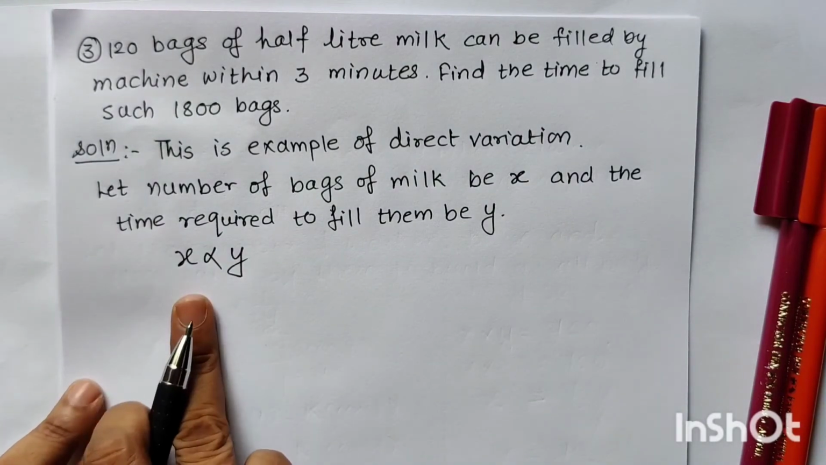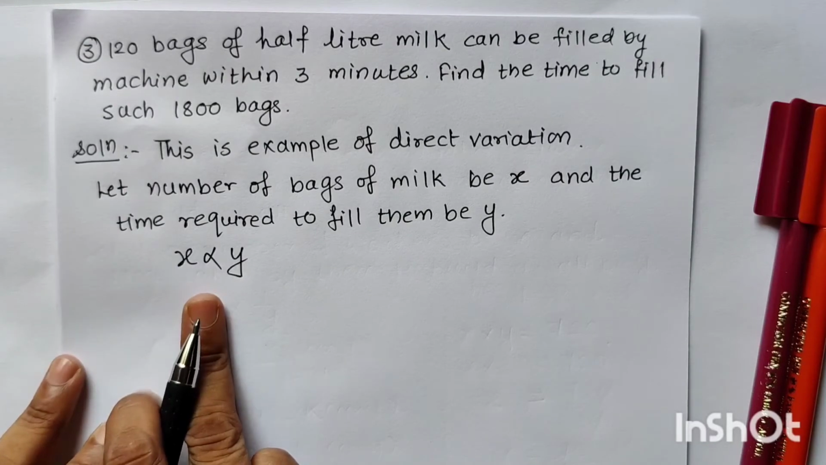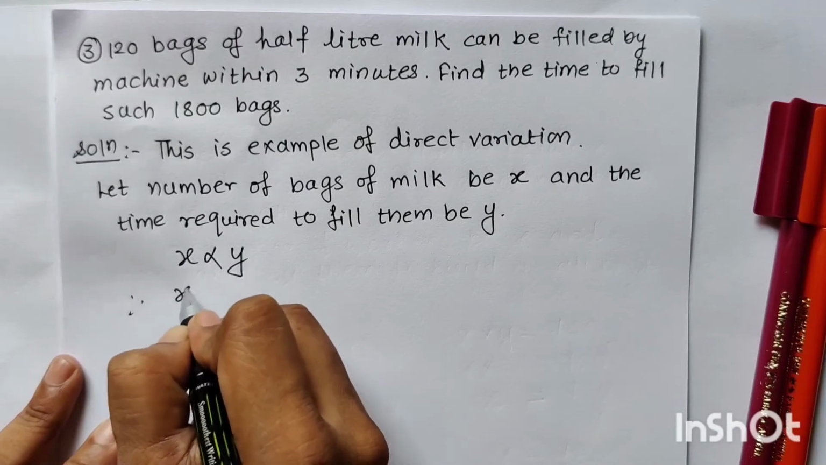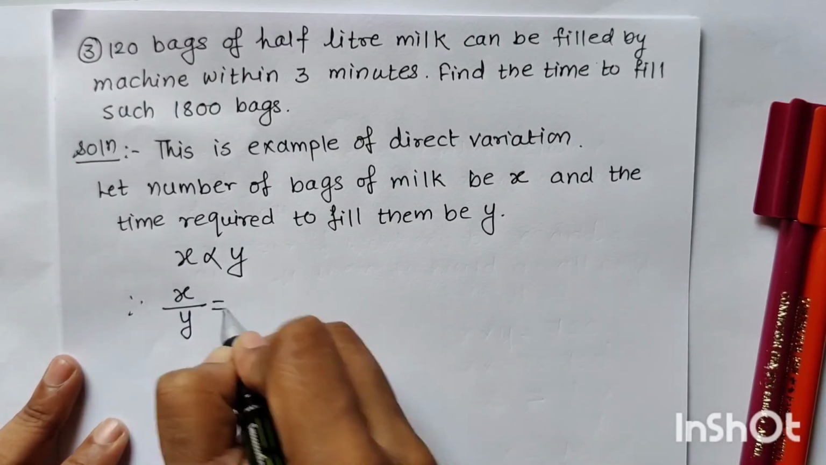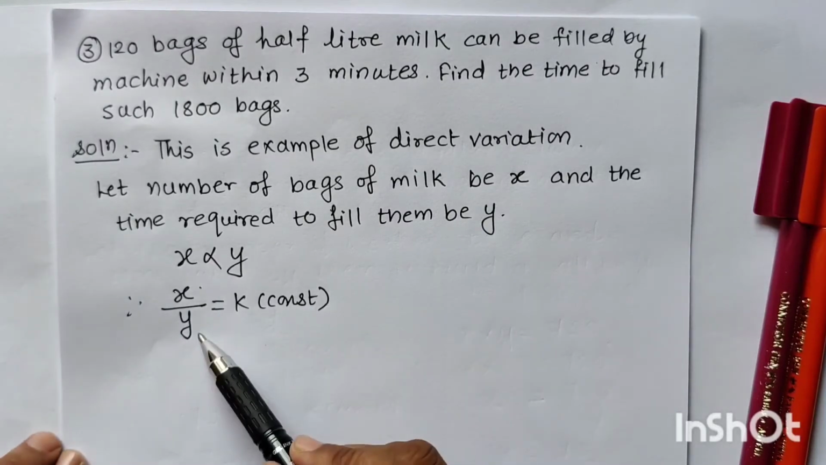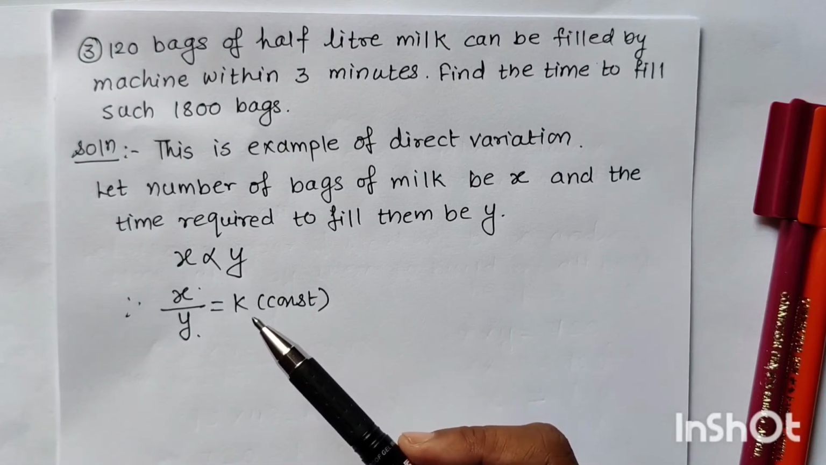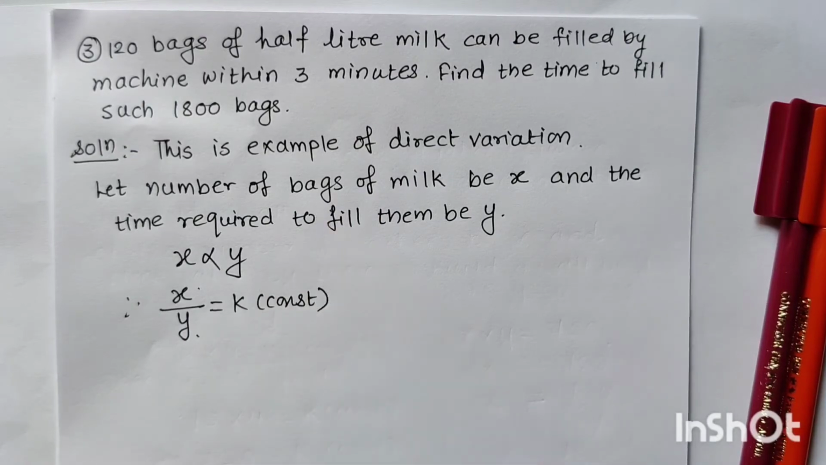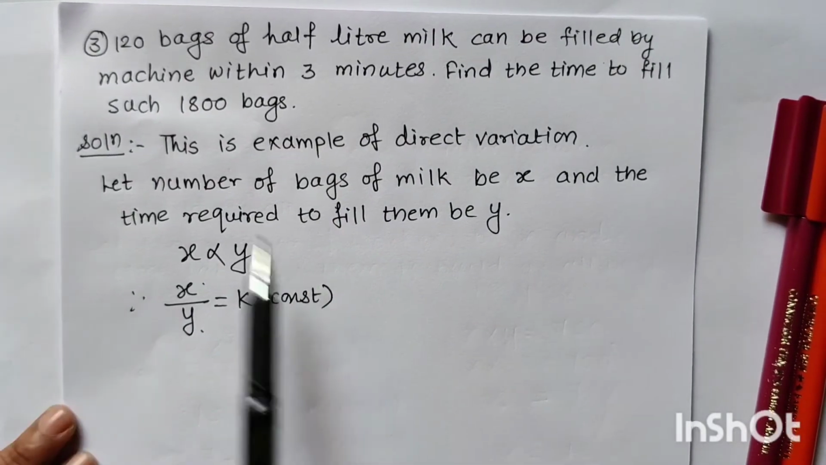After writing in the symbol form, we have to write it in the equation form. When the direct variation is there, how to write in the equation form? x upon y is equal to k constant. When direct variation is there, we write division. And when inverse variation is there, we write product. I have explained it to you all. Now, let us find out the values of x and y.